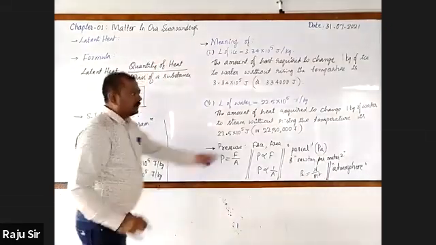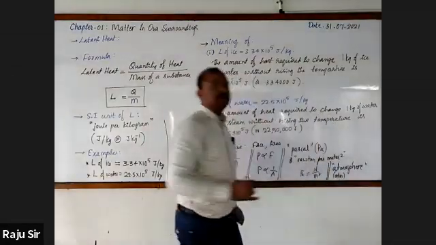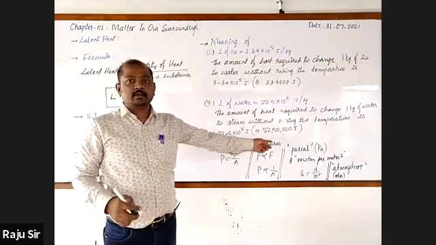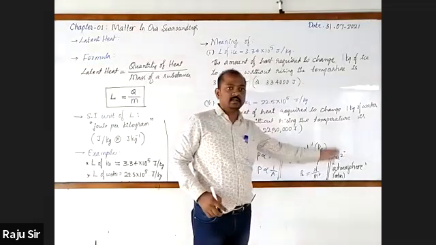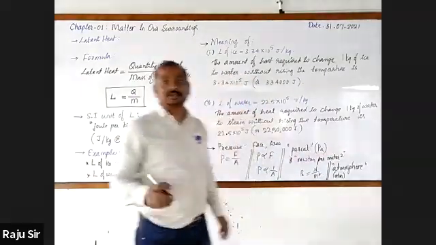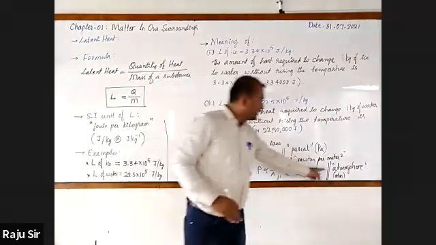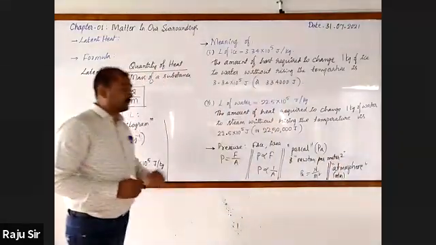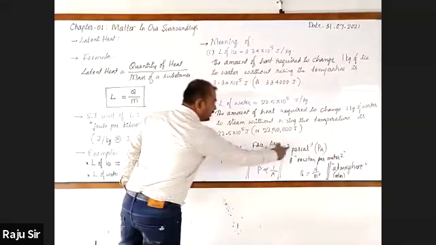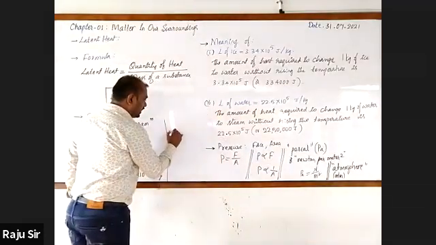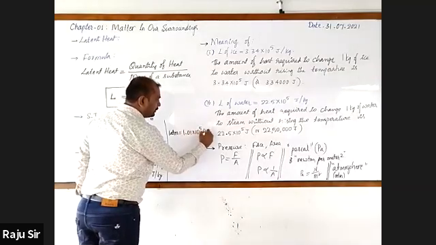Symbolically, atmosphere is written as atm, in small letters. You might think of capital letters, but that would be an automated teller machine. It is written in small letters, which indicates atmosphere, another unit of pressure. The relationship between atmosphere and Pascal is 1 atmosphere is equal to 1.01 into 10 raised to the power 5 Pascal.